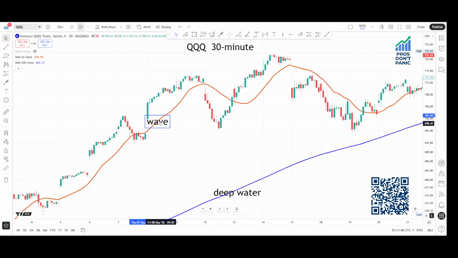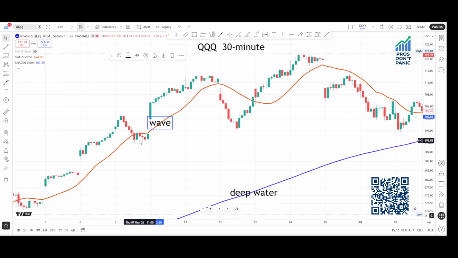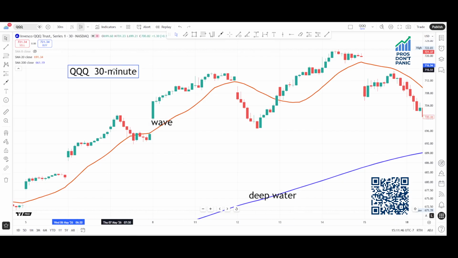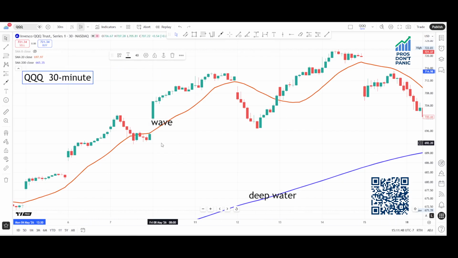All right, so this is the wave. It's the 20-period moving average. Each candle is 30 minutes on this chart. Let me move this out of the way. And we are coming up. We're trend surfing up the 20-period moving average.